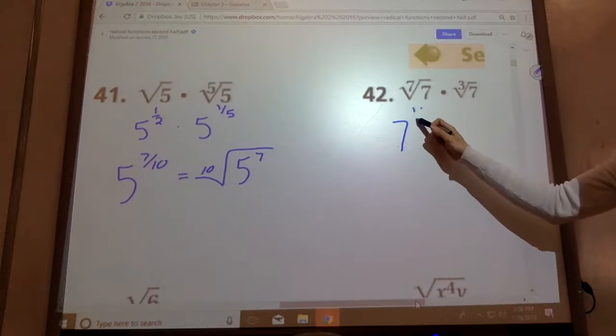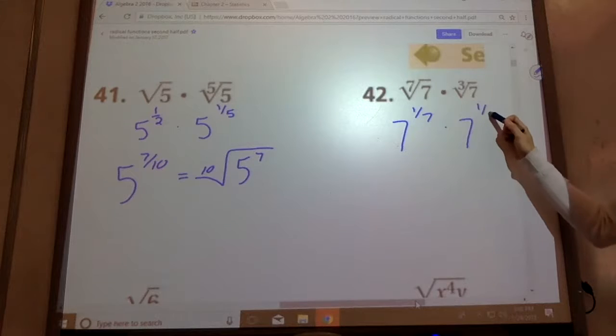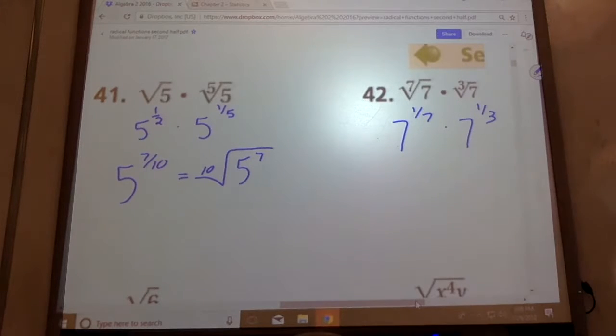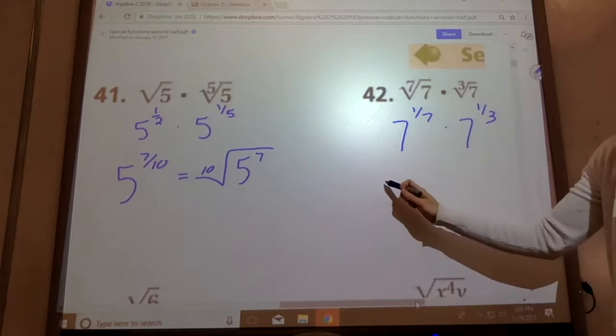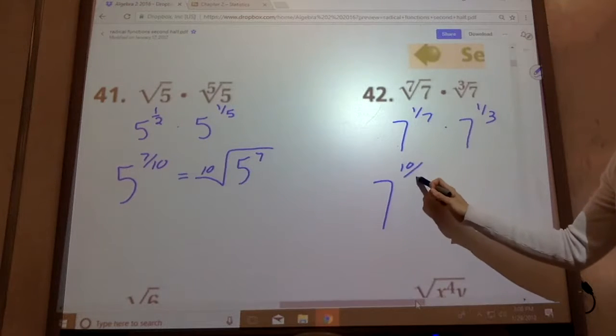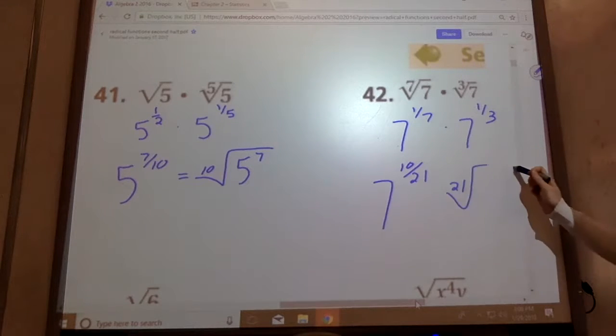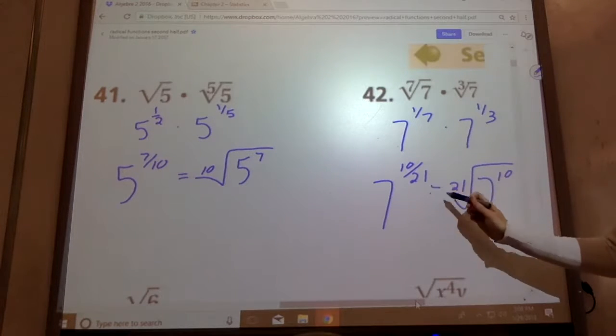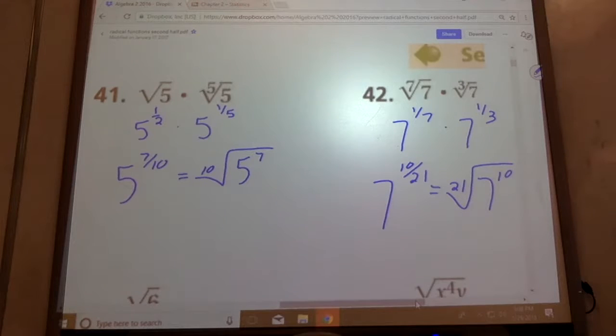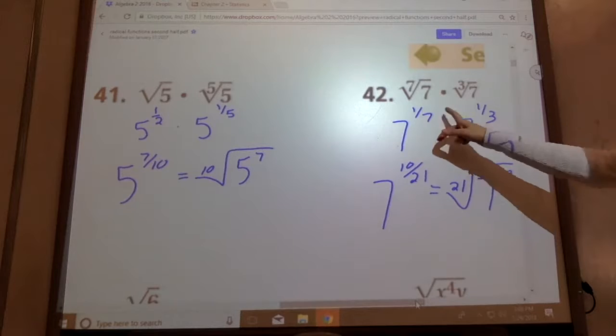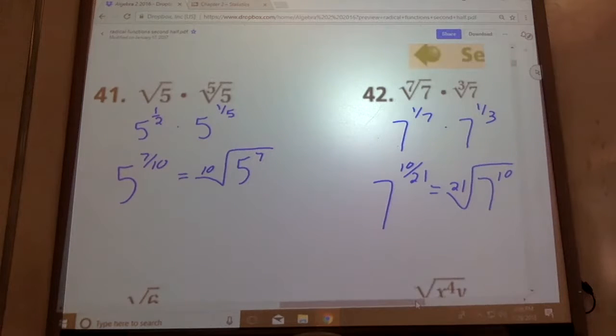One more. This is 1/7, right? This is 1/3. Add. What's 1/7 plus 1/3? 10 over 21. Good. Which would be the 21st root of 7 to the 10th, which I can't simplify. I'm just done. But like I said, if you don't like that, you can use a calculator. It's fine. What form are you trying to get it in?